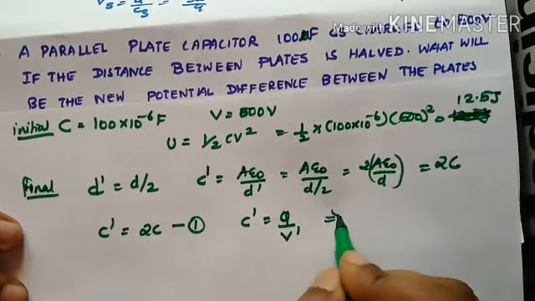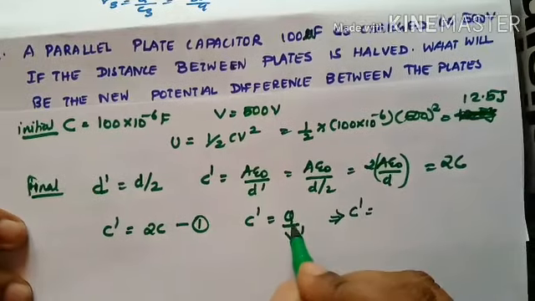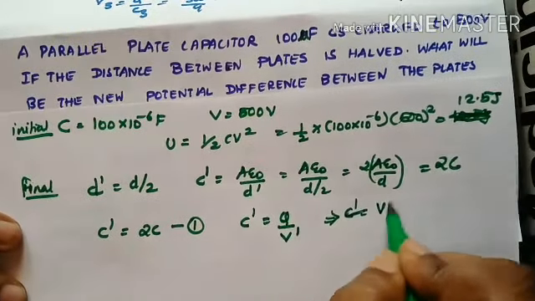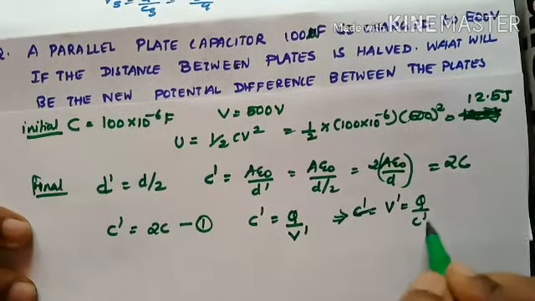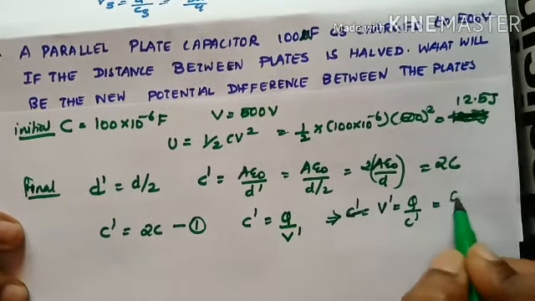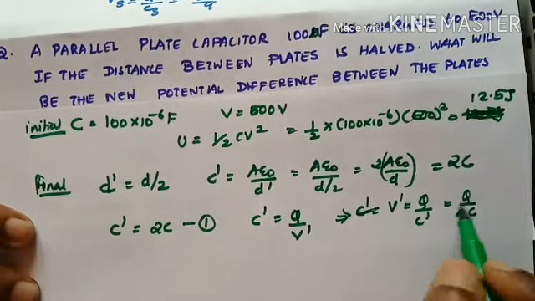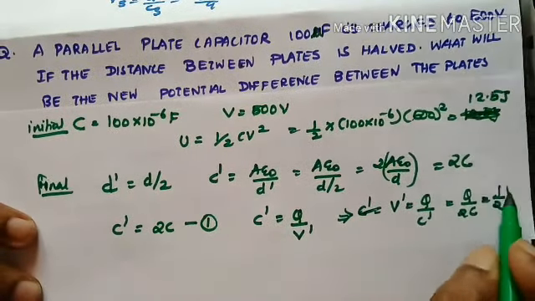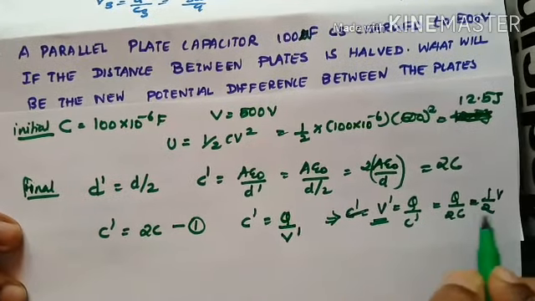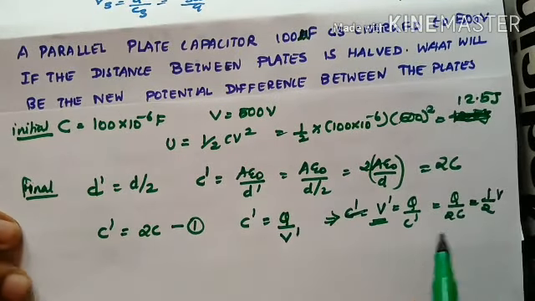Now V dash is equal to Q by C dash, and in place of C dash I'm going to write 2C. It becomes Q by 2C, right? What is Q by C? It is voltage. So the new potential difference is half of the initial potential difference.